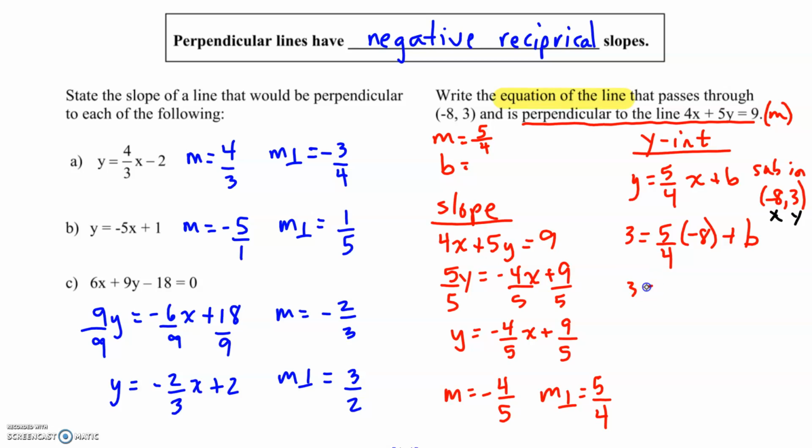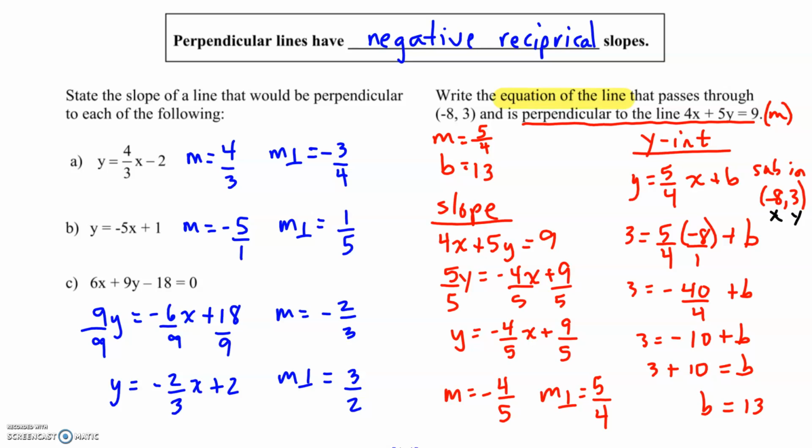Okay, I'm going to go ahead and multiply. I'll put -8/1. So 5 times -8 is -40. 4 times 1 is 4 plus b. -40 divided by 4 is -10 plus b. I'll move the -10 to the other side, makes it a +10. And when I add it together, I get a b value of 13.